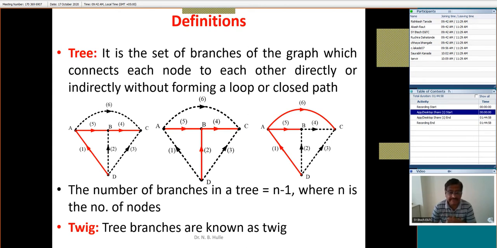Is it right? How is the tree? That definition I will discuss. Look at here. This tree is a definition. It is related to the graph.